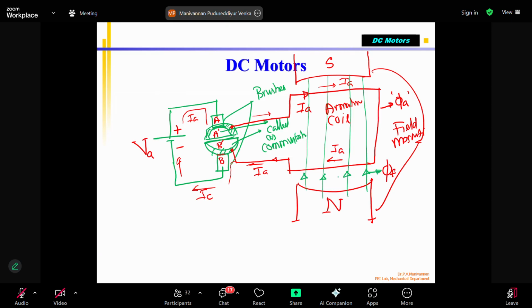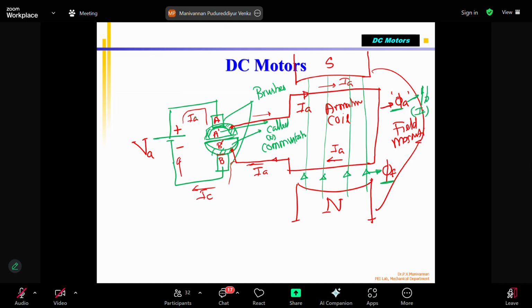Now, one magnetic field is created by the permanent magnet, which is nothing but the field magnet with phi F. The other one is because we are supplying voltage, there is a current flow IA, creating phi A. The phi A will vary if IA is varying. It will increase or decrease depending upon IA. If IA is increased, the phi A value will increase. Already we talked about this one, since there is a single turn.